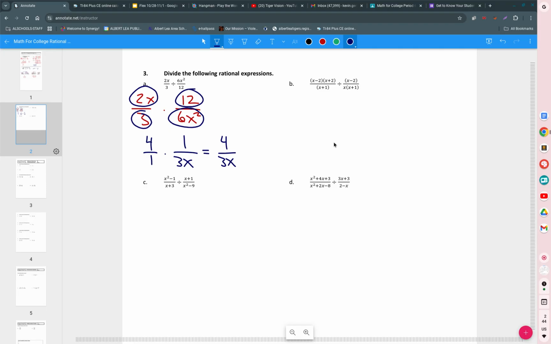The next one is already factored. Sometimes to save space, people just write multiply and then they flip it instead of rewriting everything. If you do that, you can see that the x plus 1's reduce and the x minus 2's reduce. And I'm left with x times x plus 2.